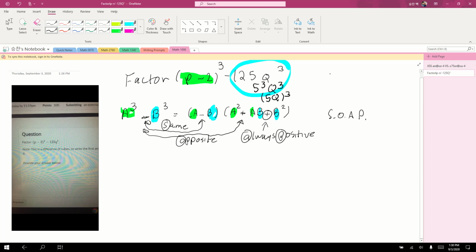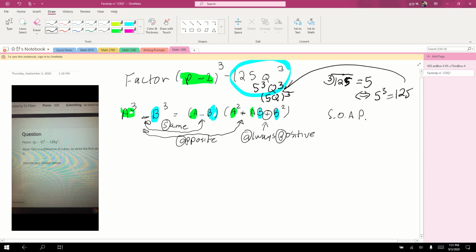Now, by the way, if I didn't know that 125 was 5 to the third, I could just take the cube root of 125, and then I would see that it is 5. So in other words, that is true if and only if 5 to the third is 125. All right, so that is how I get that over there.